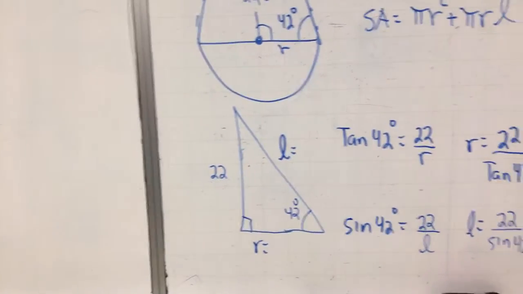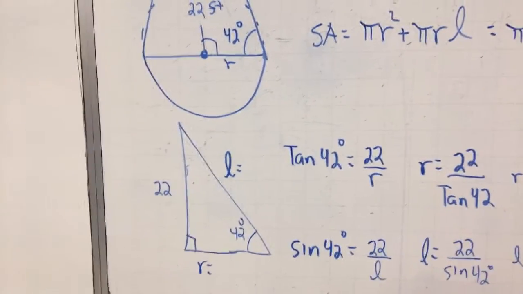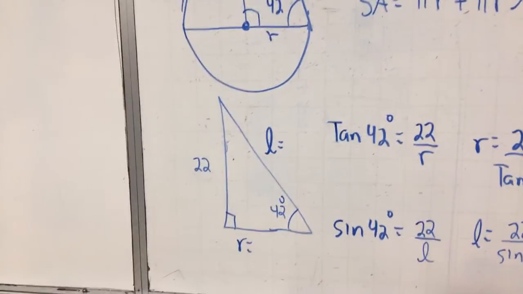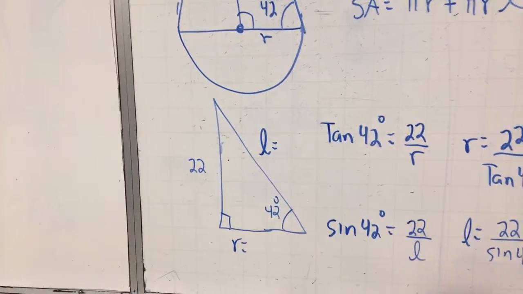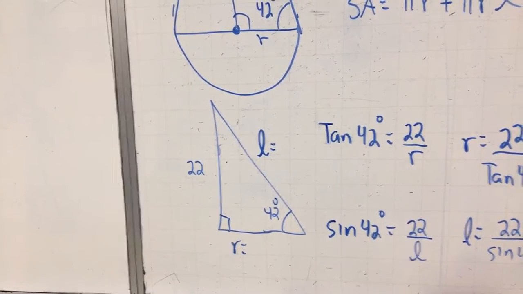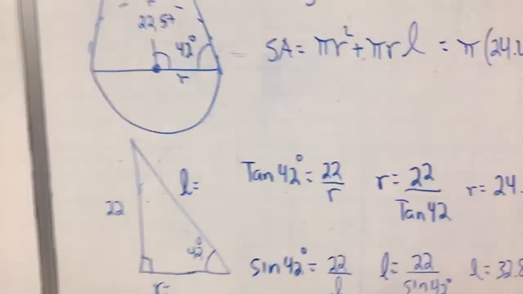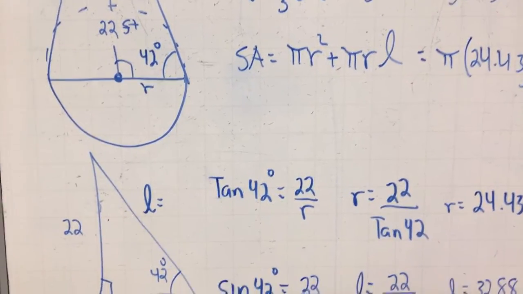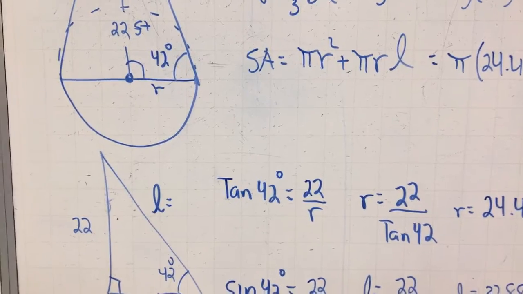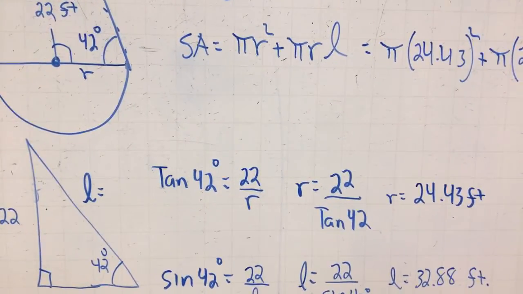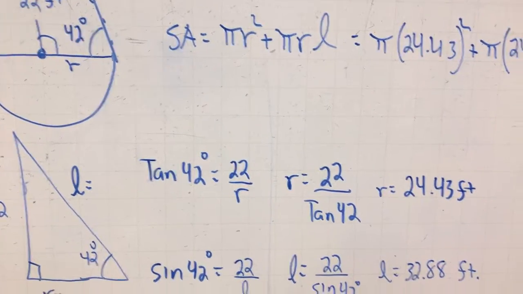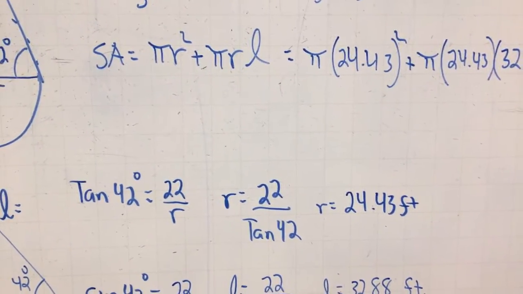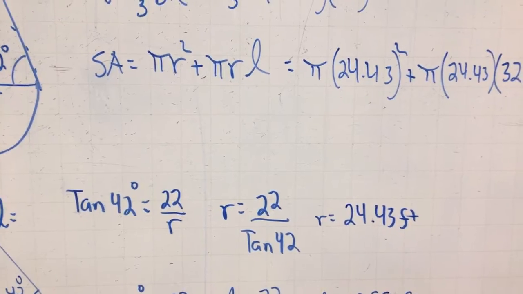So tangent, because I have an opposite and I want the adjacent side. Remember, tangent is equal to the opposite over the adjacent. It's the ratio of the opposite side over the adjacent side. So tan 42 is equal to 22 over r. Or r is equal to, after you multiply both sides by r and divide by tan 42, 24.43 feet. That's your radius.